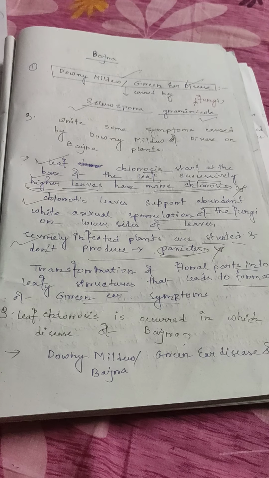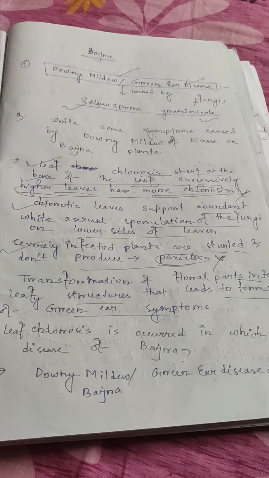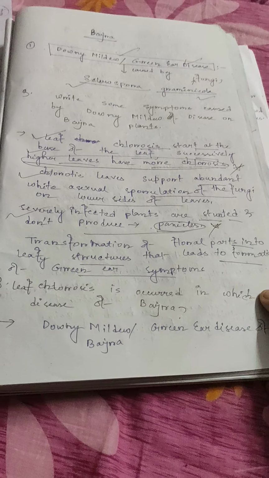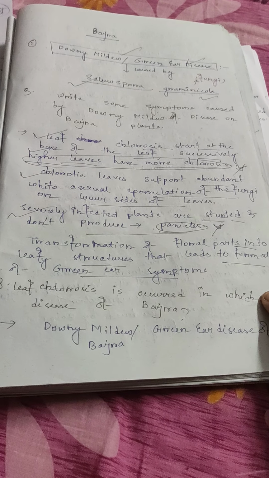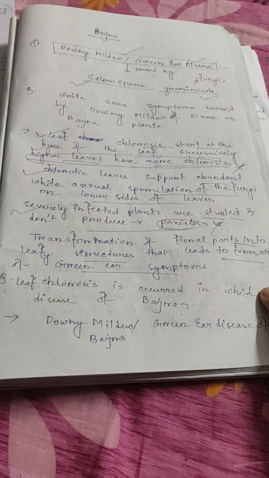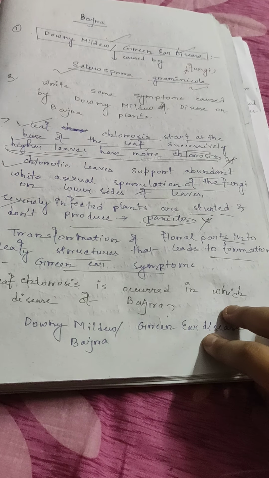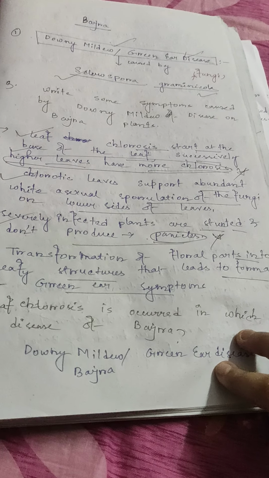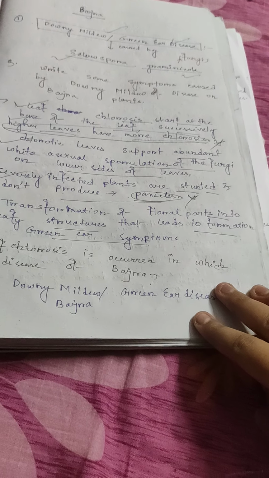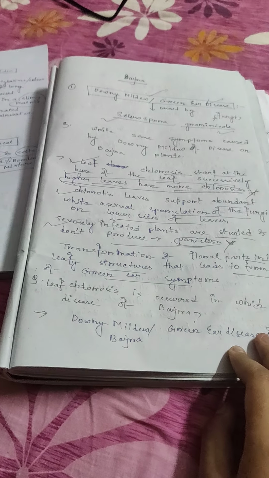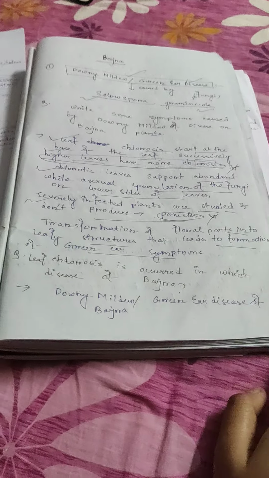So leaf chlorosis starts at the base of the leaves. Successively, the higher leaves have more chlorosis. Chlorotic leaves support abundant white asexual sporulation of the fungus on the lower surface of leaves. Severely infected plants are stunted and don't produce panicles. Transformation of floral parts into leafy structures leads to the formation of green ear symptoms. So this disease is called green ear disease.